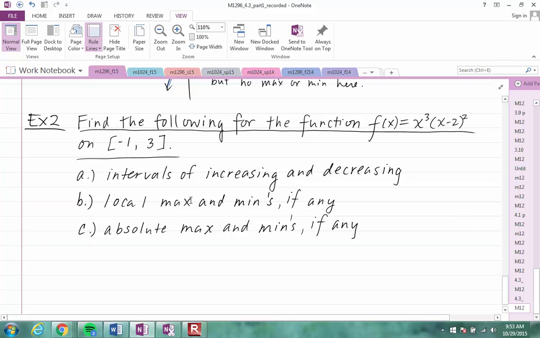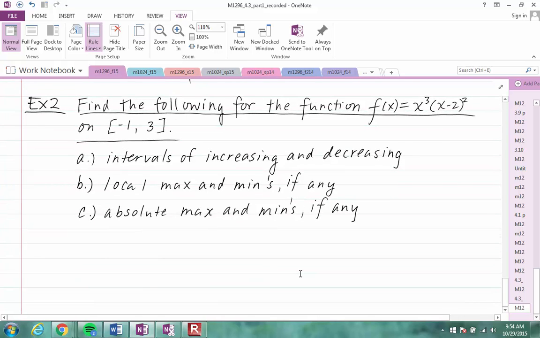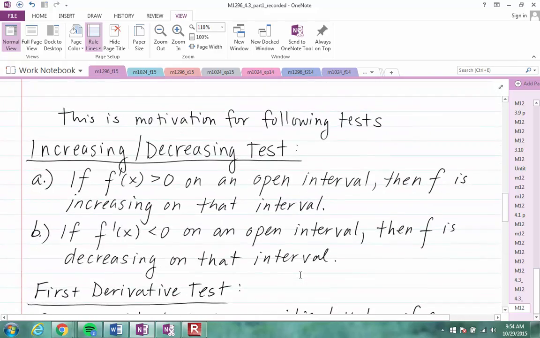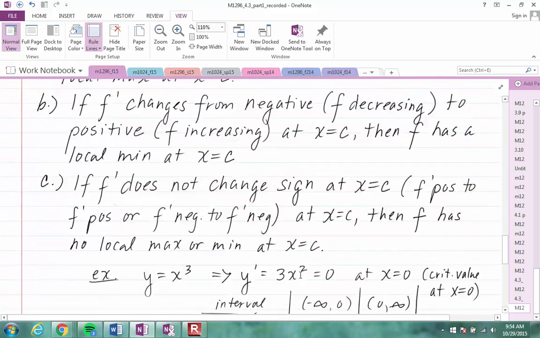So the following are intervals of increasing and decreasing, local max and mins, if any, absolute max and mins, if any. So we're basically going to go through all the things we need in those tests, which again we're up here: increasing, decreasing test, first derivative test.